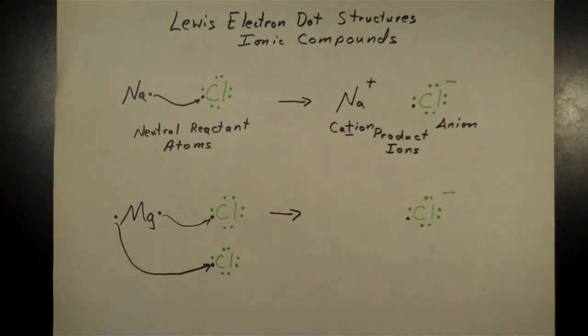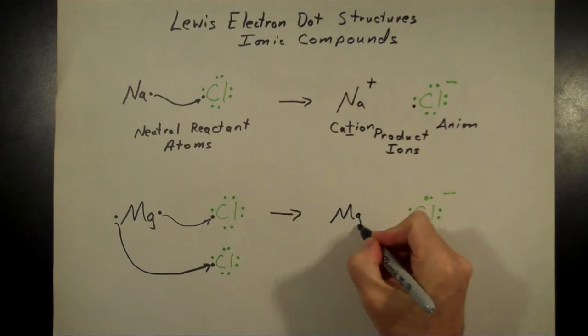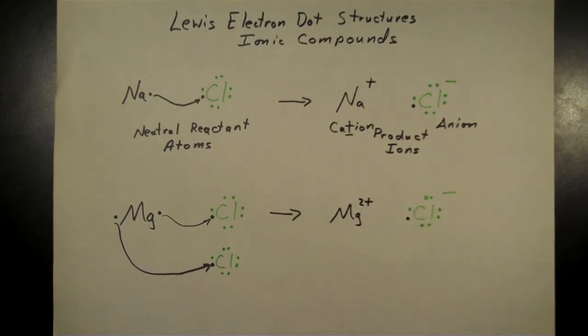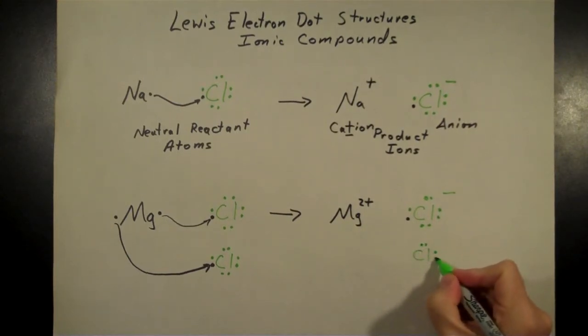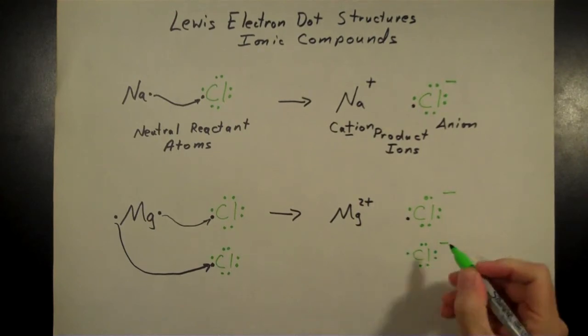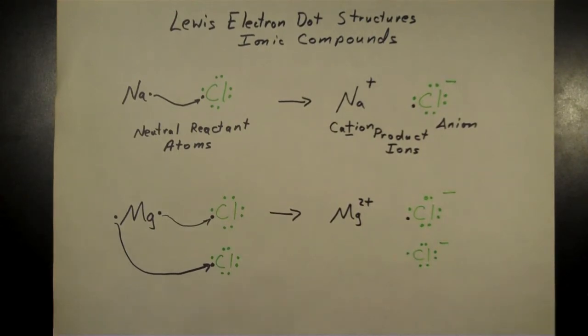So when magnesium loses 2 electrons, we end up with an Mg2+ charge. Again, it lost 2 electrons, so we'll show that with a +2 charge. And of course, then we end up with a second chloride ion that accepted the other electron from the magnesium. All right, again, magnesium is the cation, and we get 2 anions from this.